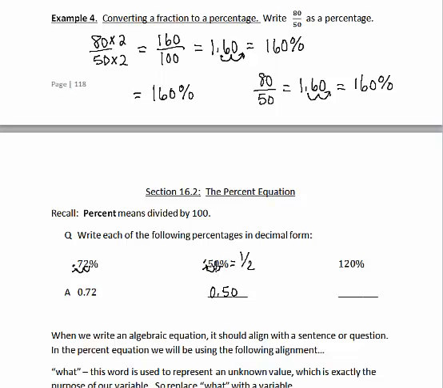So we move the decimal place to the left twice again. 120%. The number 120 has a decimal point right there behind the 0. If we move it to the left 2 places, we end up with a 1.2.